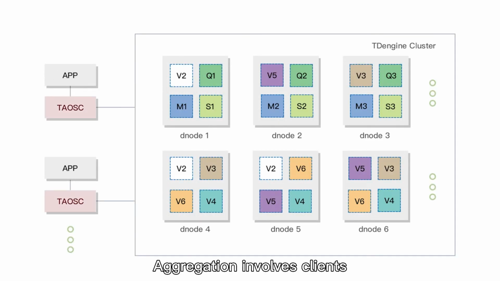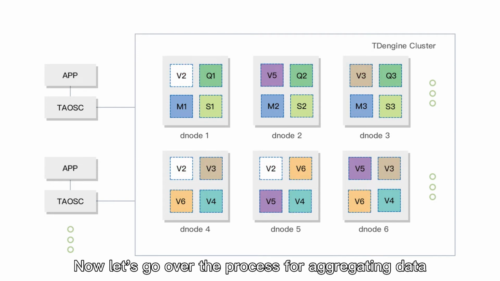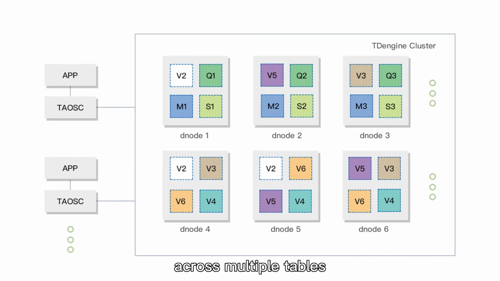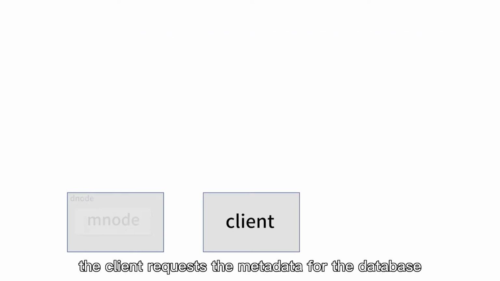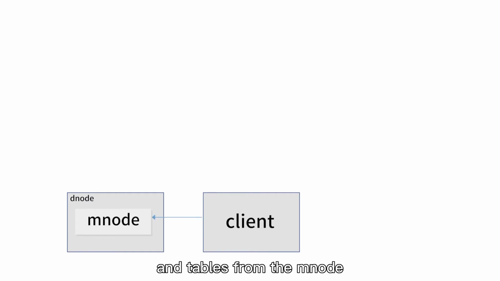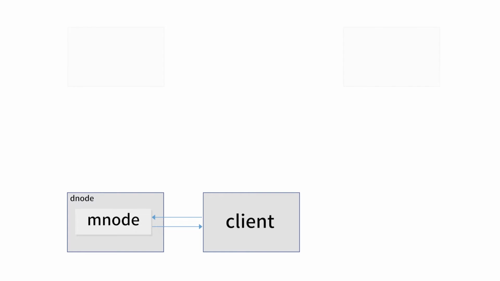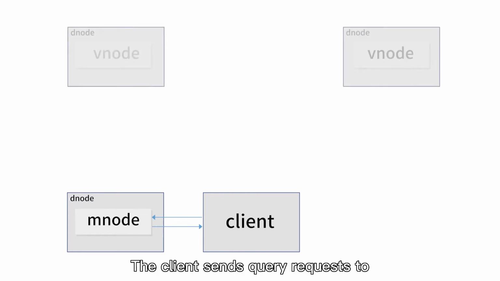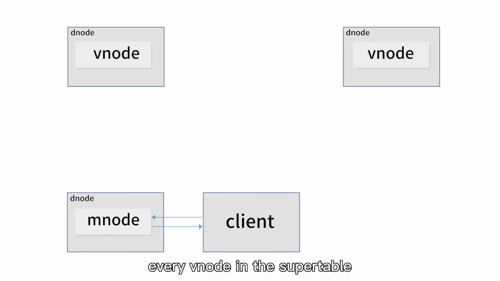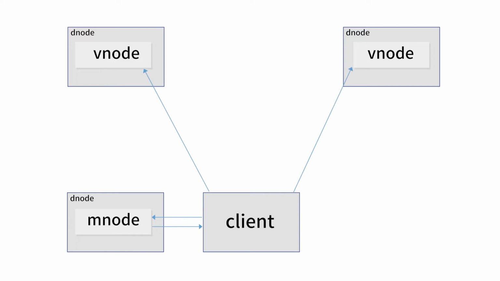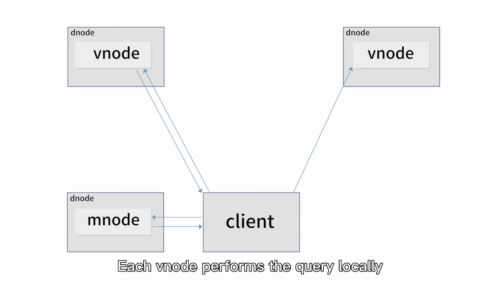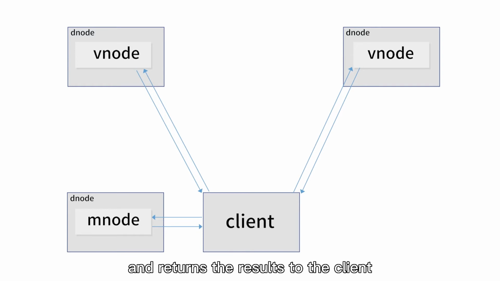Aggregation involves clients, M nodes, V nodes, and Q nodes. Now let's go over the process for aggregating data across multiple tables. First, the client requests the metadata for the database and tables from the M node. The M node returns the requested metadata. The client sends query requests to every V node in the supertable. Each V node performs the query locally and returns the results to the client.